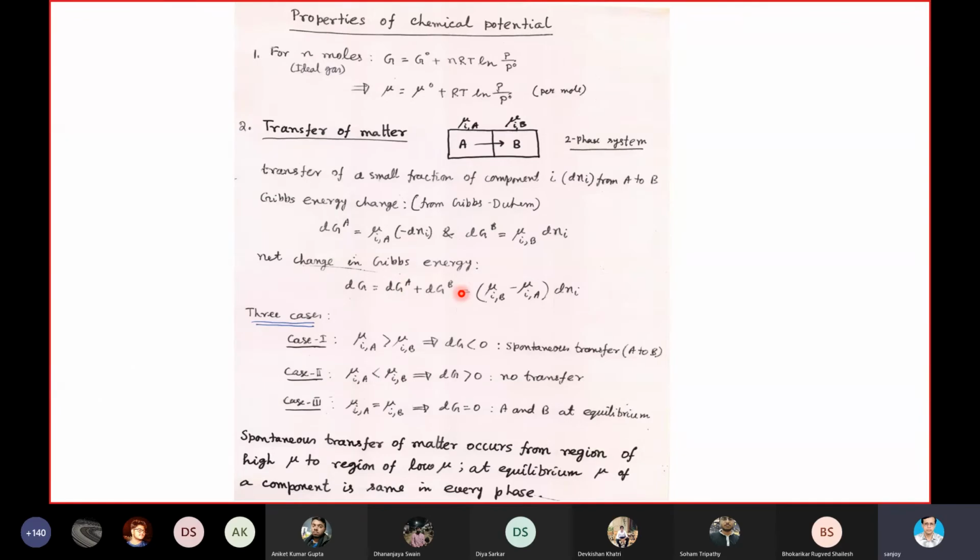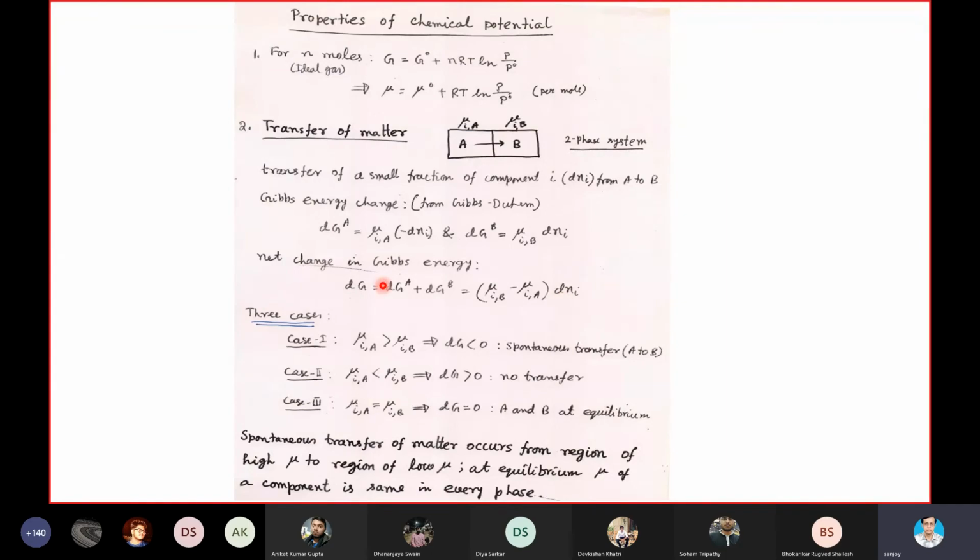Now what is the overall change in Gibbs energy? It will be simply the sum of these two. Phase A's Gibbs energy decreased, and phase B's Gibbs energy increased. So what is the net change? If you sum the two changes, it becomes like this: mu iB minus mu iA, that is, the chemical potential of the ith component in phase B minus the chemical potential of the ith component in phase A, multiplied by the change in the number of moles, the fraction of moles that has been transferred.